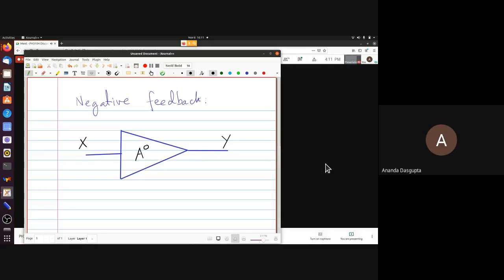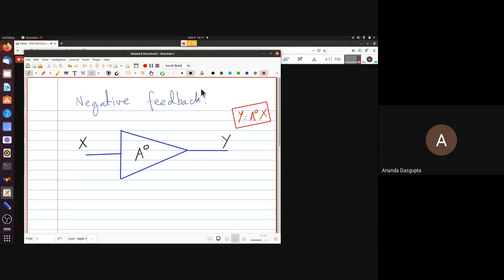Why am I using A0 here? This is the gain without feedback. That is, if you had nothing else connected to the circuit, in the absence of anything else, the output Y would have been A0 times X.